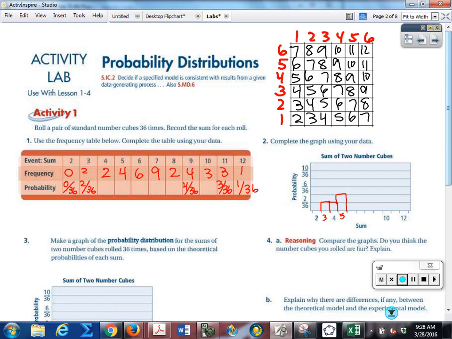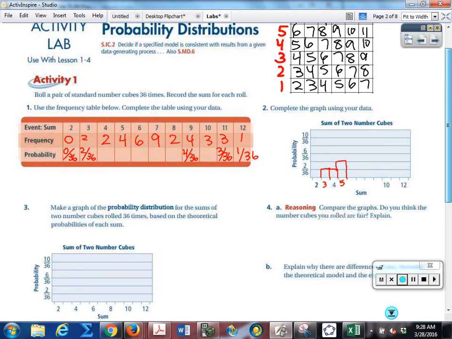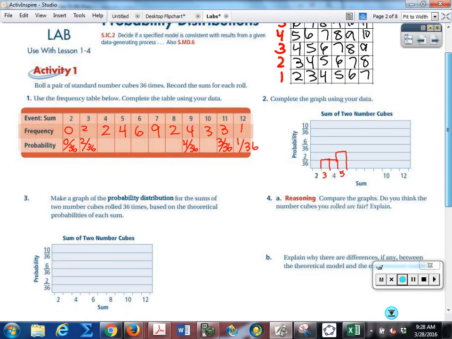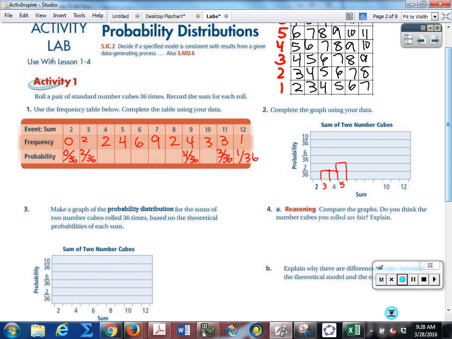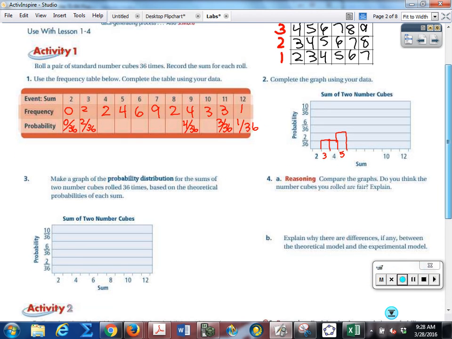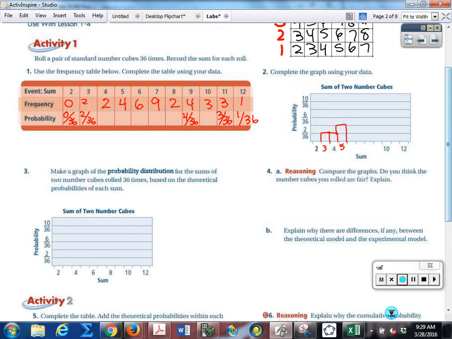So do we do that on number 3? And that's number 3. You do the theoretical probabilities of rolling the different things. So 2 was 1, so you just kind of go between. 3 was 2. No, 3 was 2, yeah. And you just fill in that on number 3. And then answer the question to number 4, compare the graphs.